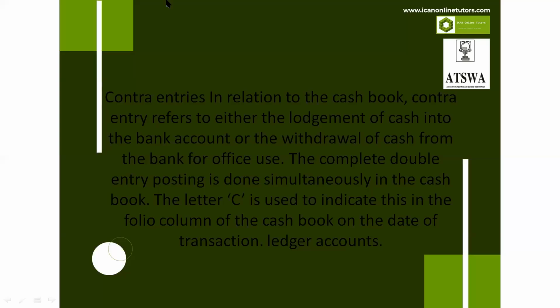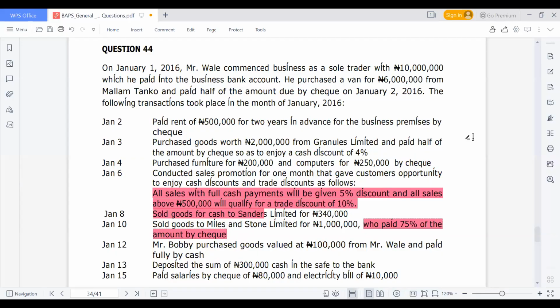Then we also explain the word contract. Contract is the Latin word, which means that you want to take some money from your bank and you deposit it into your cash account.